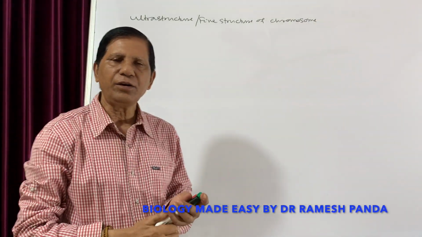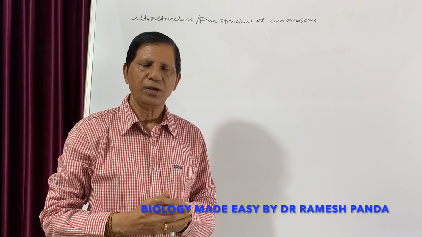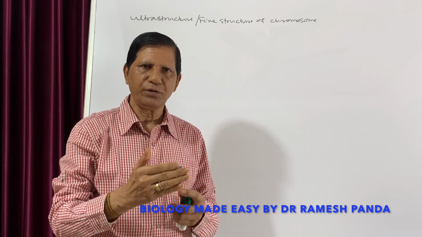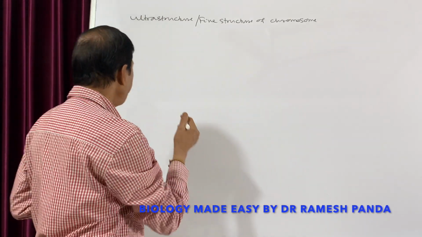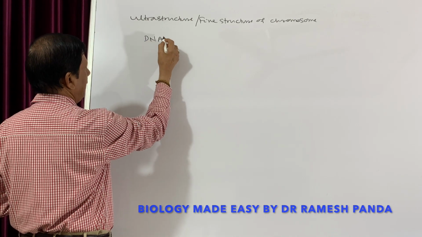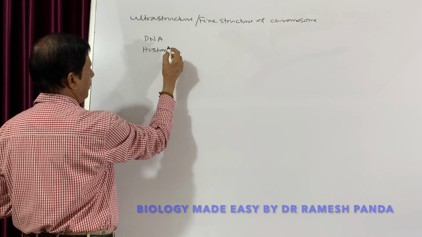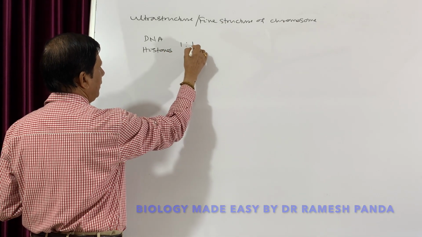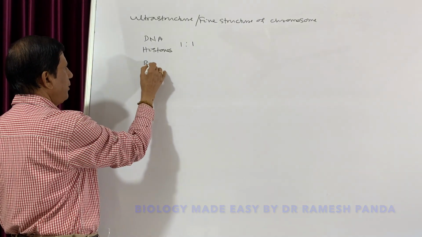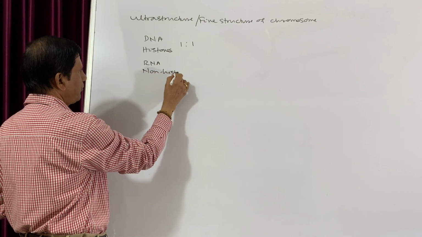So earlier we have already discussed the chemical composition of chromosome. Chromosome usually consists of equal amounts of DNA and histones. Chemically, it consists of DNA and histone proteins. Histones are present almost in the ratio of 1:1. And in addition to that, some amount of RNA and non-histones are also present.